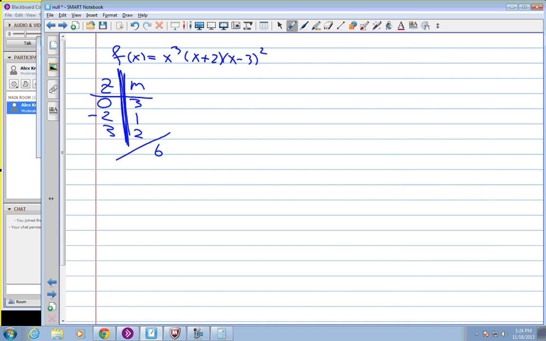So then we know the end behavior. Even degree polynomial, if you FOIL this all out, you're going to end up with x to the power 6 as the first term. So it's going to be positive, right? All x's are positive. So it's going to look like a regular parabola.